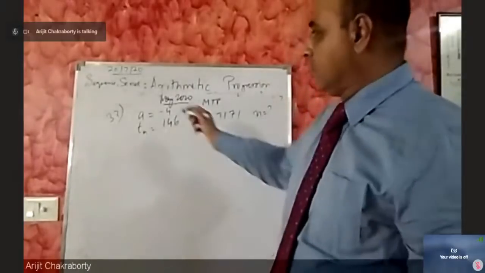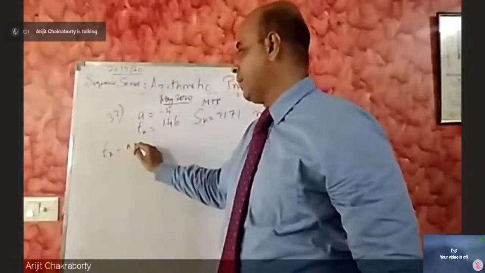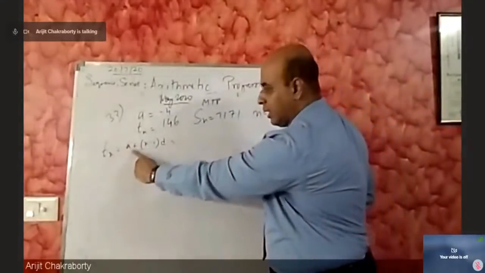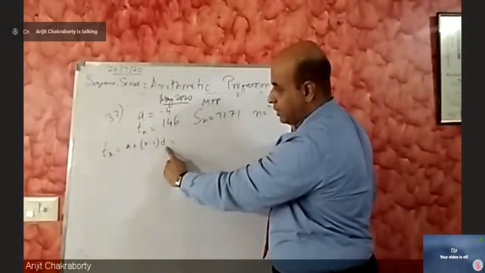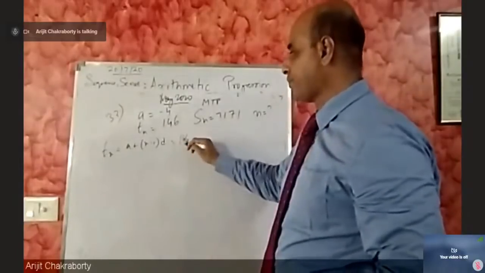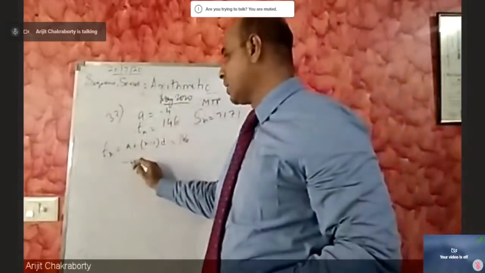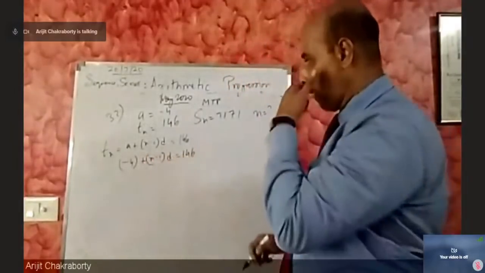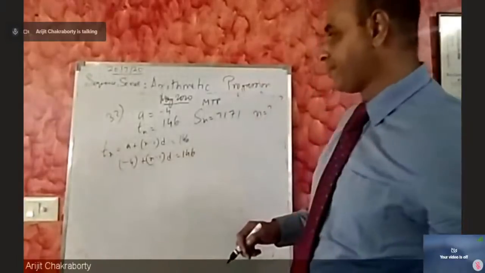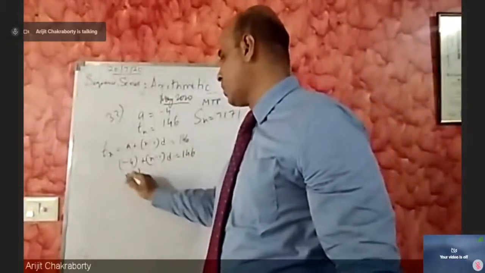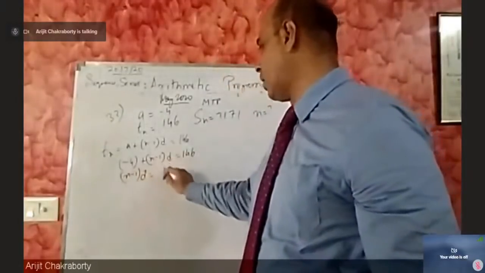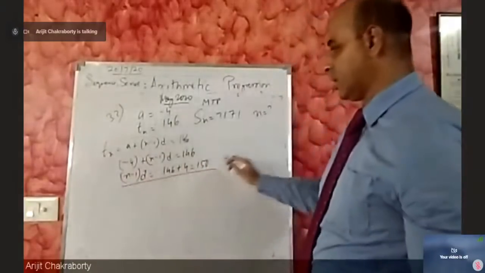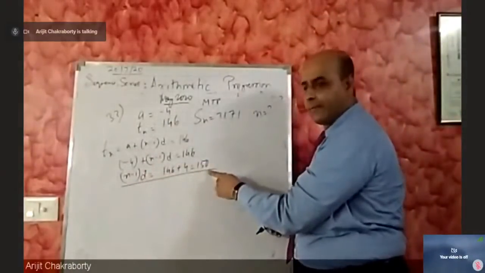So Tn is equal to A plus n minus 1 into D, where A is the first term and D is the common difference, and this is equal to 146. So we can put A equal to minus 4 plus n minus 1 into D is equal to 146. This is the first equation. That means n minus 1 into D is equal to 146 plus 4, that is 150. So we have got an equation here: n minus 1 into D is 150.